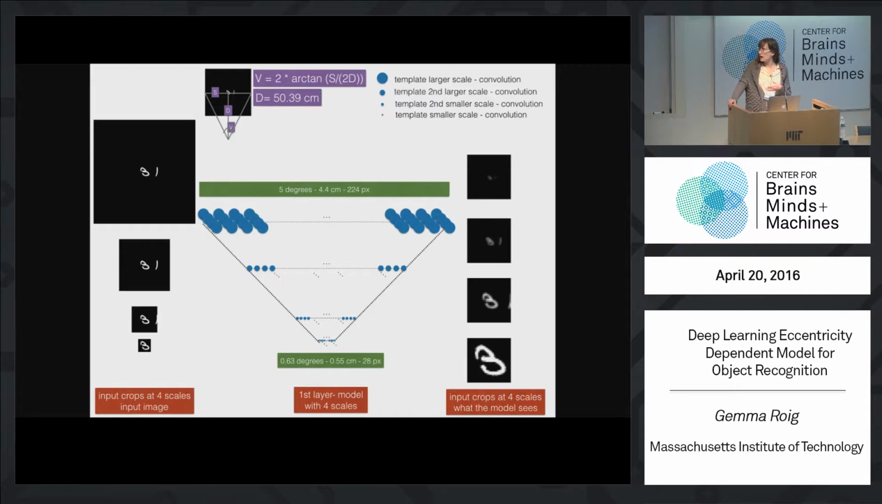Here you can see how the image looked like at different crops, and on the other side you can see how the model perceived the image. At the higher scale, the image is perceived at much lower resolution, and you cannot distinguish the object, which in this case is a 3.